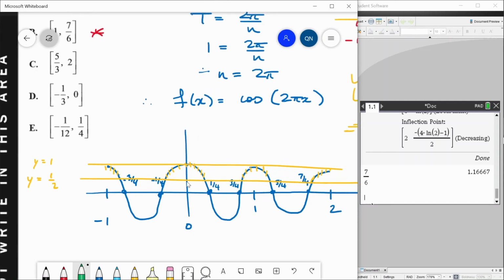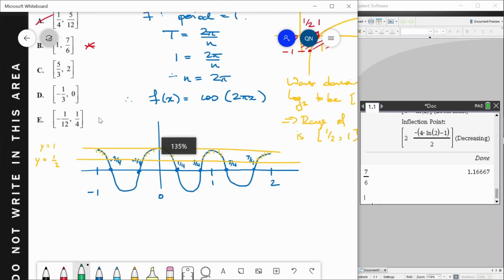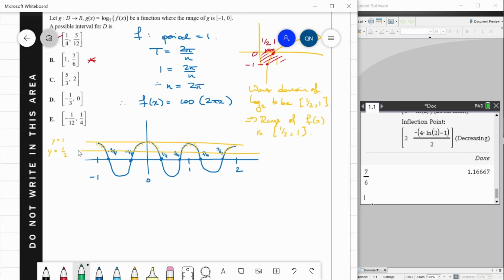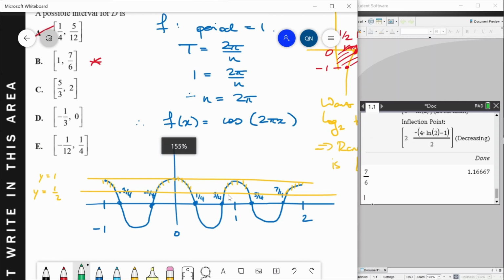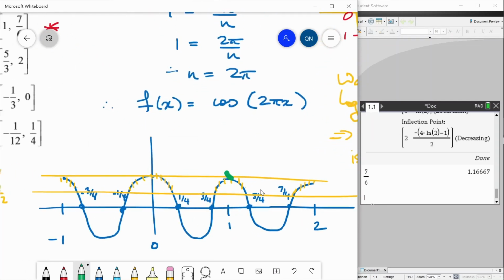And E, -1/12 to 1/4, which kind of looks promising because -1/12 is right in here. But then the unfortunate thing is it ends at 1/4, which is down here, and that's outside of the yellow bands. So you always want to be inside of the yellow bands because you want your range to be a half to 1. Therefore the only option should be B, because B starts inside the yellow bands. So it starts at 1 and ends at 7 on 6.